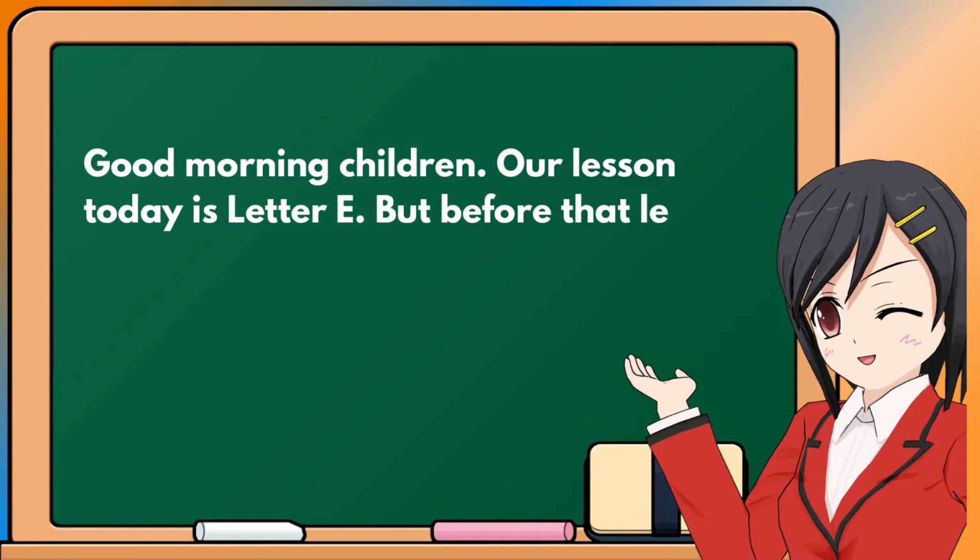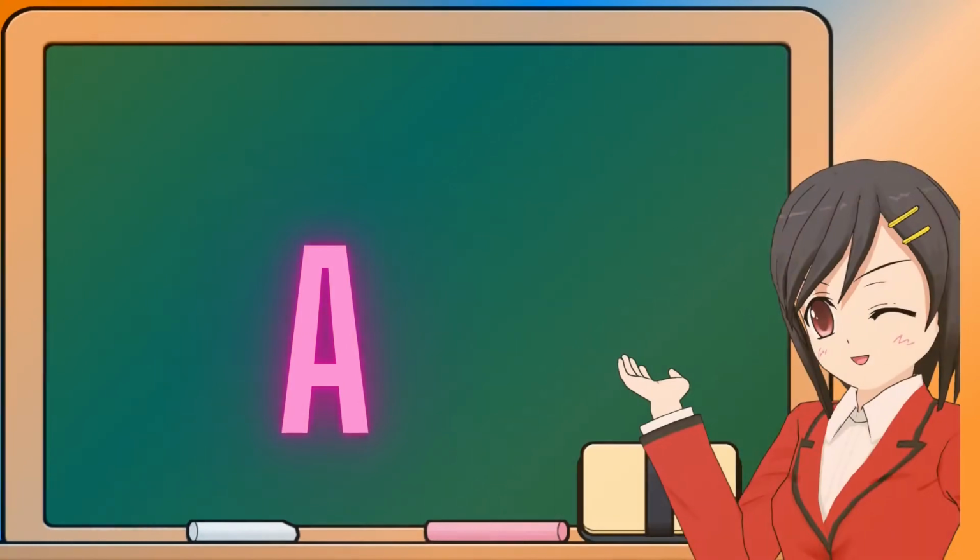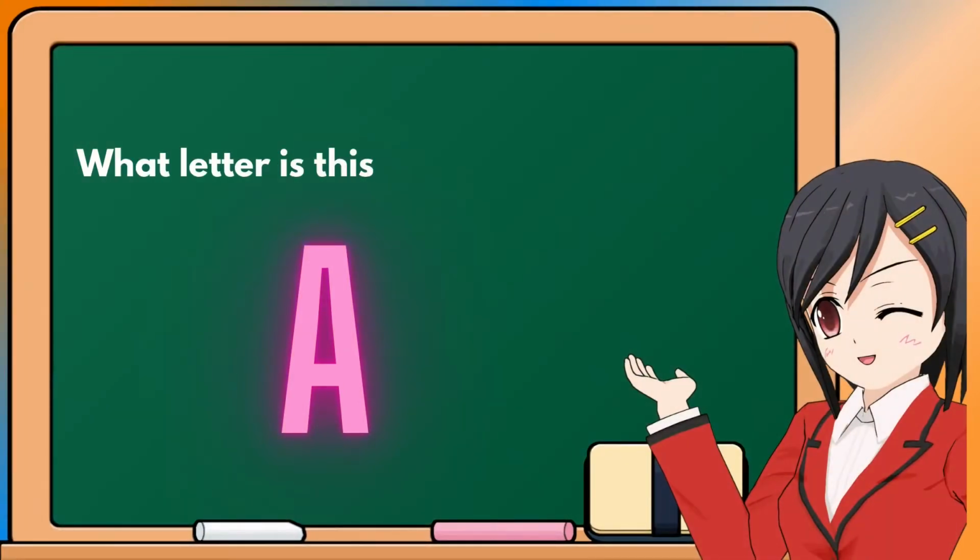But before that, let us review our past lesson. What letter is this? Okay, very good. This is letter A. Again, A. One more time, A. And the sound of A is ah. Okay, let's sing the sound of A. Ah, ah, ah, ah, ah, ah, ah.